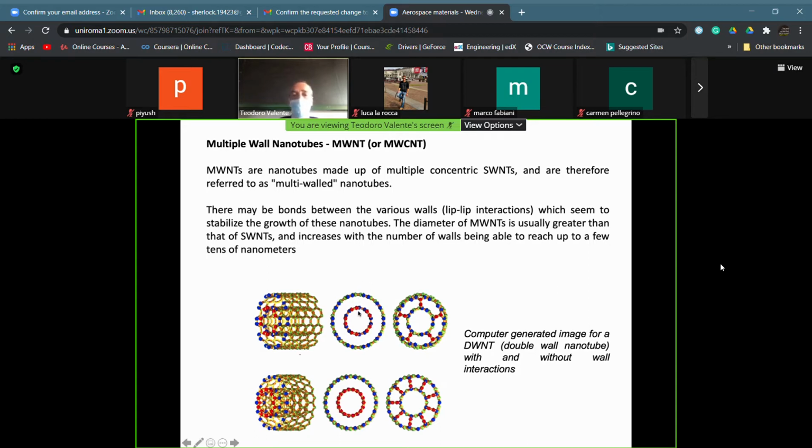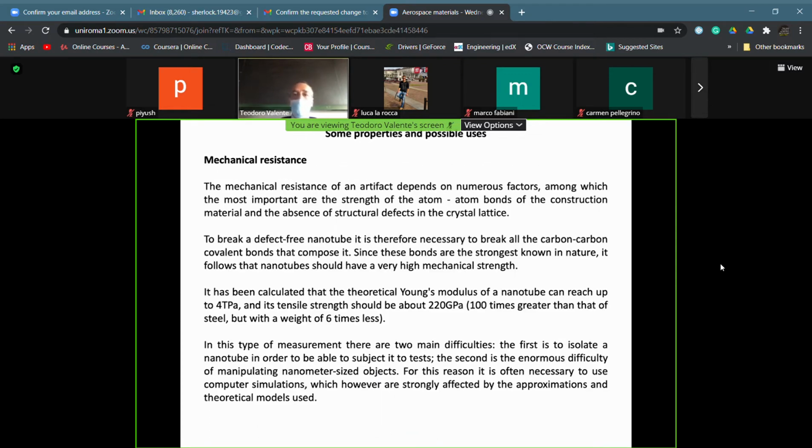Obviously, since we are putting one tube inside another tube, inside eventually another tube, and so on, the diameter of multi-wall carbon nanotubes is usually greater than that of single-walled ones. And this diameter increases by increasing the number of walls. But if you take something like 2 nanometers for the inner tubes and something like 4 nanometers for the other tubes, we are still inside the nano range which identifies this class of materials.